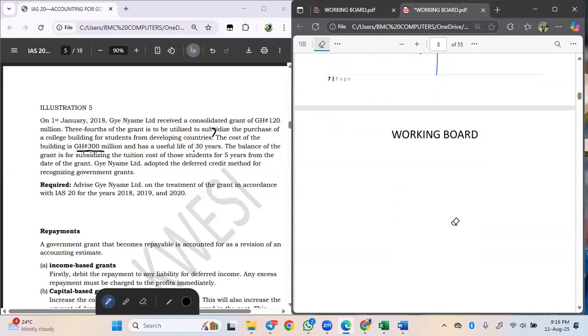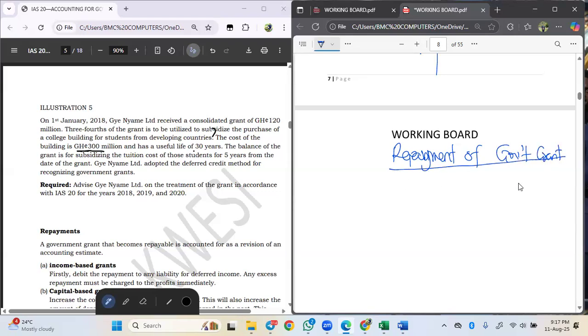Let's move on with one last subtopic, and we'll be done with this, and call it repayment. Repayment of government grants. Now, the grant, as I said, if you get any grants and it does not have conditions attached to it, or you don't have related expenditure, they just give you the grant. You don't know what you are going to use it for. There's no related expenditure. Just credit it to P&L immediately.